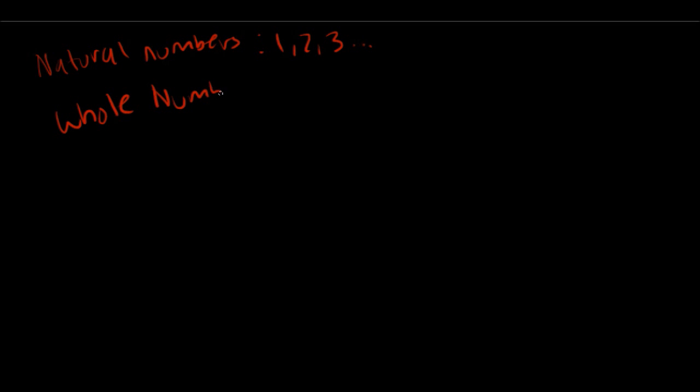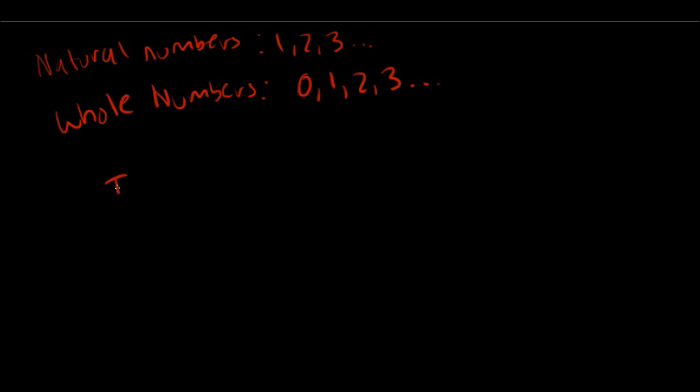Now we're going to look at the different ways real numbers can be classified. First, there are natural numbers, which are the counting numbers, such as 1, 2, 3, etc. Then we have whole numbers, which are basically natural numbers including 0. So that would be 0, 1, 2, 3, etc.